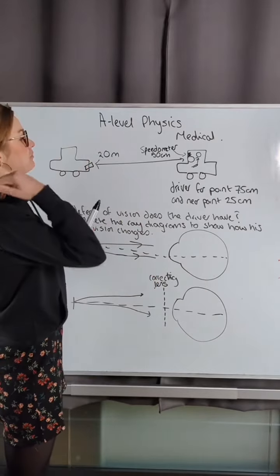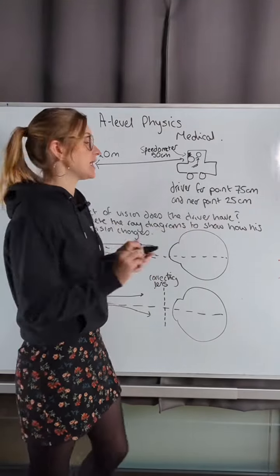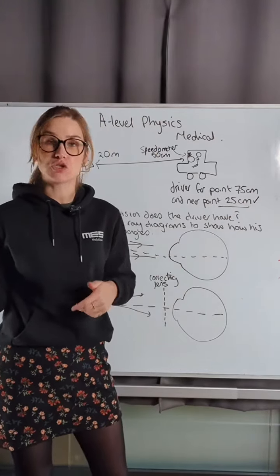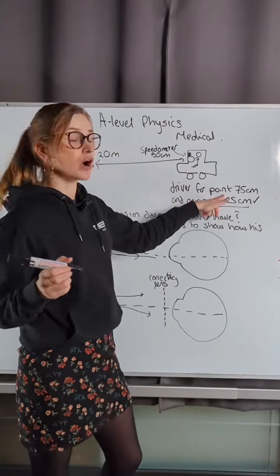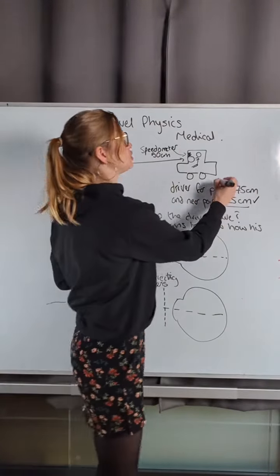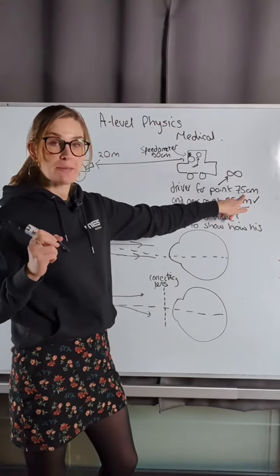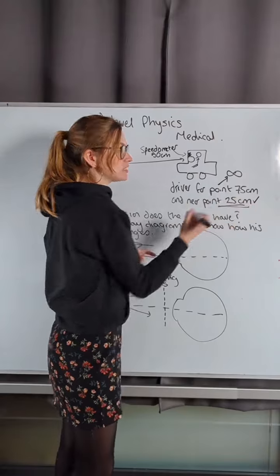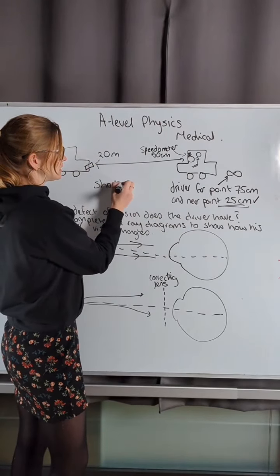It says a driver has a far point of 75 centimeters and a near point of 25 centimeters. This near point is what the near point is for a human eye, so the closest we can focus something is about 25 centimeters away. But your far point, the furthest you can see, should be at infinity. But their far point's not infinity, so what that means is they can't see things that are far away. They can only see things that are close up. So if I can only see things that are close up, that means I am short-sighted.